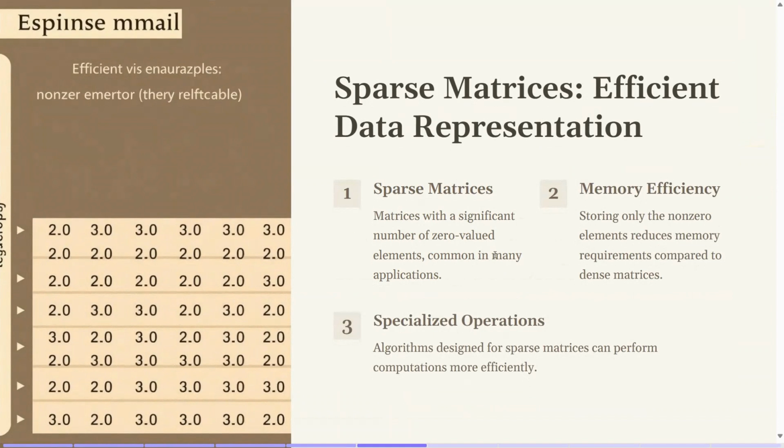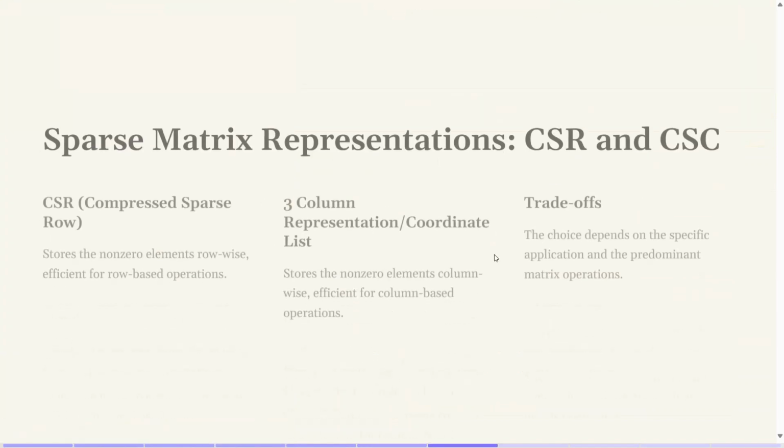Here comes the sparse matrix. What is a sparse matrix? A matrix with most of its values being zeros is called a sparse matrix, whereas a matrix with more non-zero values is called a dense matrix. Sparse matrices are generally memory efficient, and we have different specialized operations in sparse matrices. We can perform different types of operations in sparse matrices. They are memory efficient. Storing only the non-zero elements reduces memory requirements compared to dense matrices.